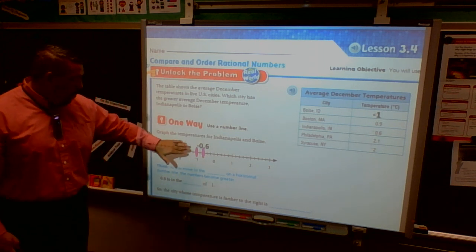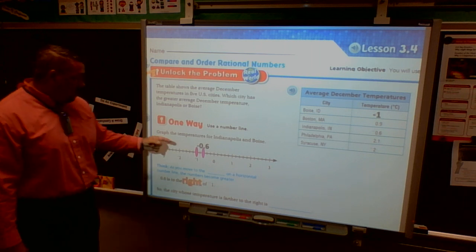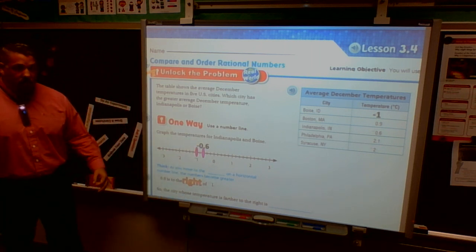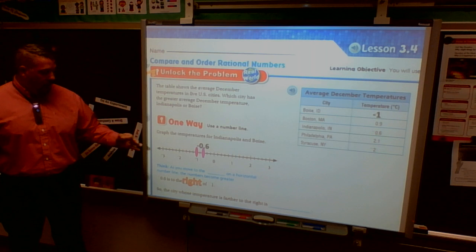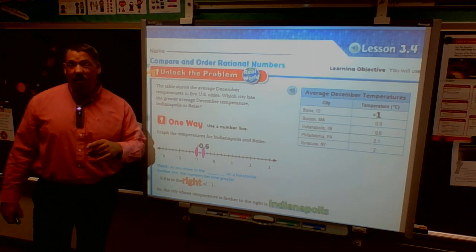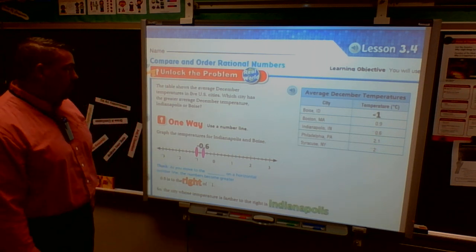So since -0.6 is closer to 0, it's to the right of the other number, then I know that Indianapolis has the greater temperature.